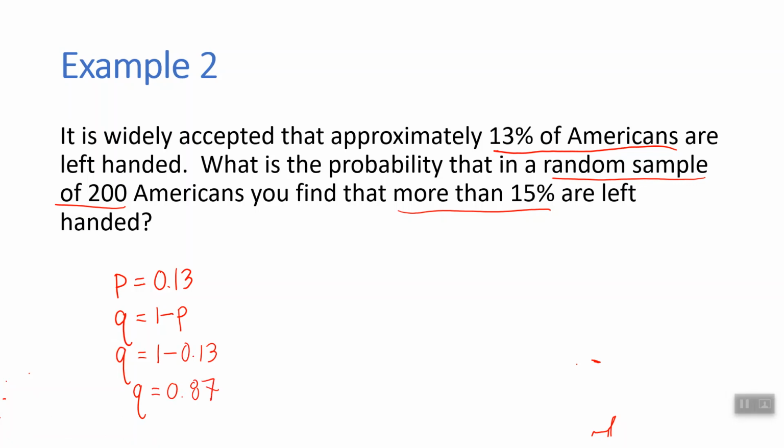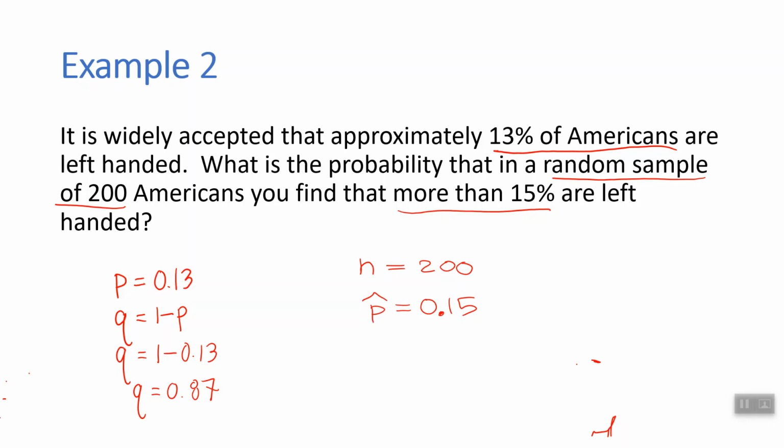In this problem, a success is being left-handed, and that's why I labeled P equals 0.13. The probability of not being left-handed, or being right-handed, is 0.87, or 87% of Americans. The next thing I'll sort out is that N, our sample size, is 200. And the last piece of information is that more than 15%. Now this 0.15 is attached to the sample, a smaller group of 200 Americans, not all Americans. So this is going to be our sample proportion, p hat.